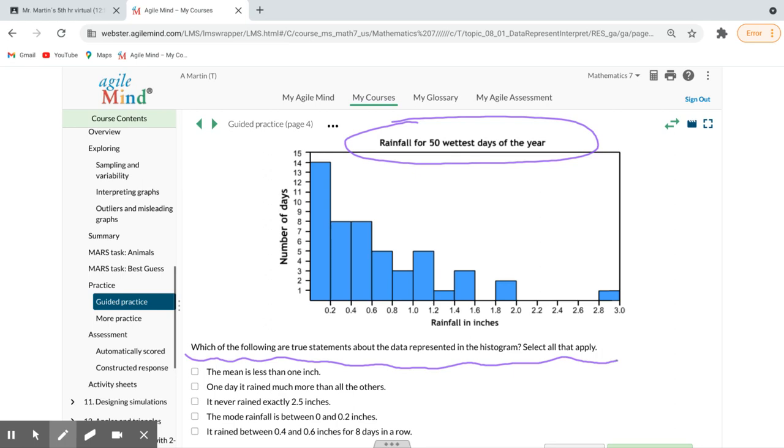Which of the following are true statements about the data represented in the histogram? Select all that apply. The mean is less than 1 inch. One day it rained much more than all the others. It never rained exactly 2.5 inches. The mode rainfall is between 0 and 0.2 inches. And it rained between 0.4 and 0.6 inches for 8 days in a row. What do y'all think?